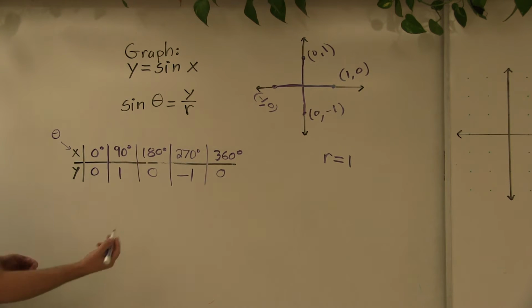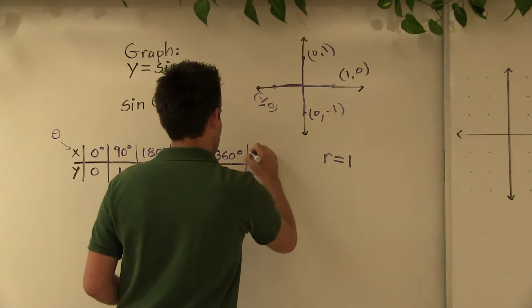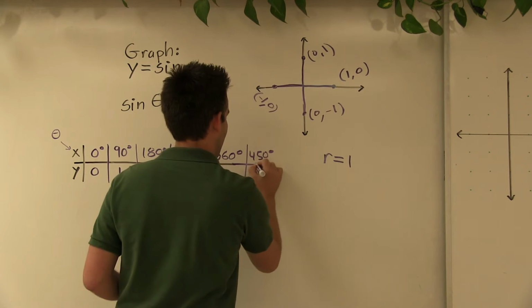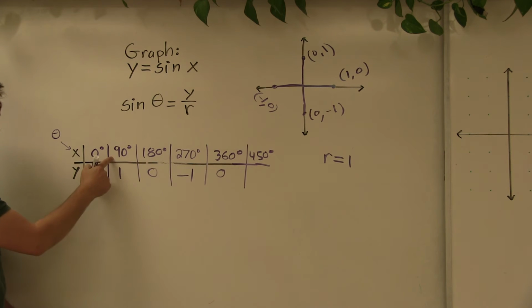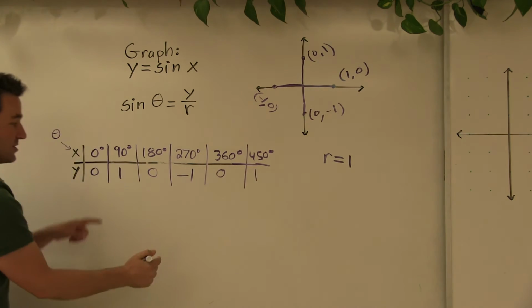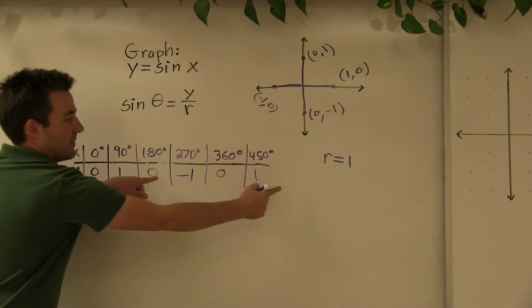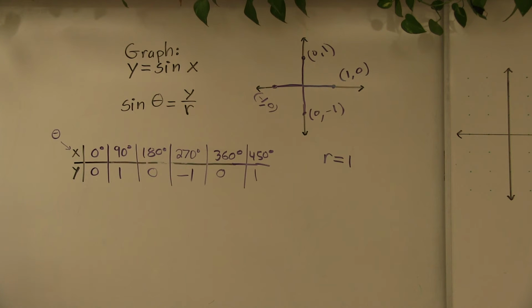And in fact, if we keep going by 90 degrees, since 450 is coterminal with 90, this will also be 1. These are all just going to keep repeating if we were to continue this table. And that repeating aspect of the sine function is important. Let's try to put all this together on a graph.